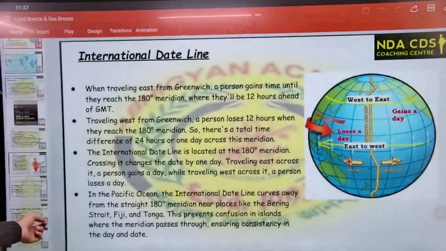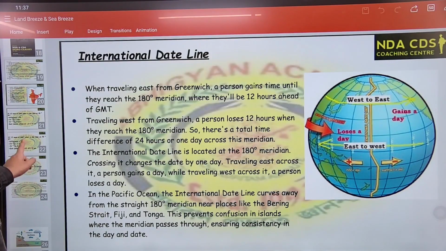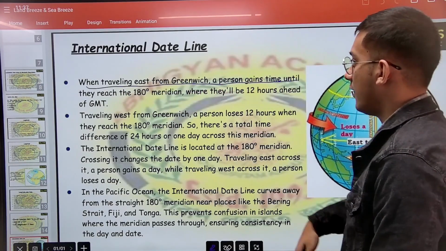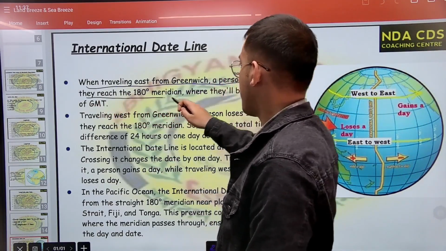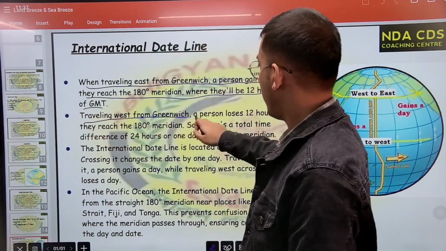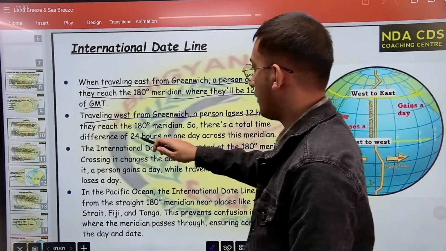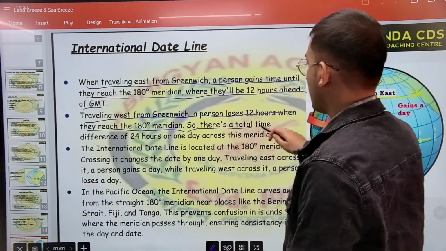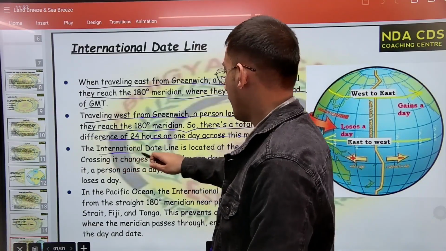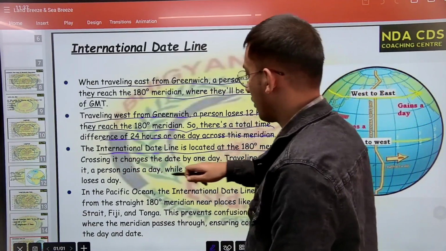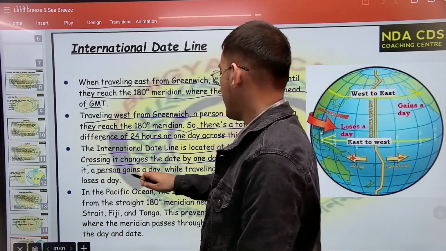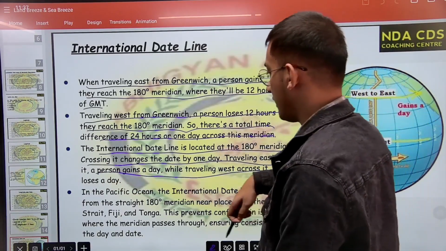Now we come on to the international dateline. When traveling east from Greenwich, a person gains time until they reach the 180 degree meridian, where they'll be 12 hours ahead of GMT. Traveling west from Greenwich, a person loses 12 hours when they reach the 180 degree meridian. So there's a total difference of 24 hours or 1 day across this meridian. The international dateline is located at the 180 degree meridian, and crossing it changes the date by 1 day. Traveling east across the dateline, a person gains a day, while traveling west across, a person loses a day.